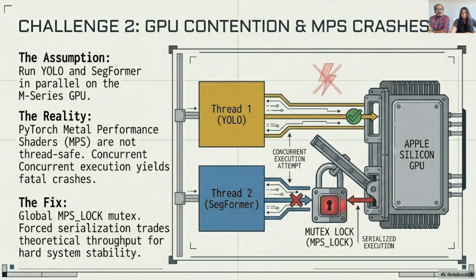We diagnosed this the hard way over several days. And there was a very simple fix: a global mutex, MPS lock, that serializes all GPU operations across threads. YOLO and SegFormer take turns. They never touch the GPU simultaneously. This trades theoretical throughput for hard system stability. You give up the parallelism you came for, but you get a process that doesn't crash mid-walk. For an assistive system, that trade-off is non-negotiable. This is also the single biggest argument for migrating to CUDA, which I'll get to in a bit.